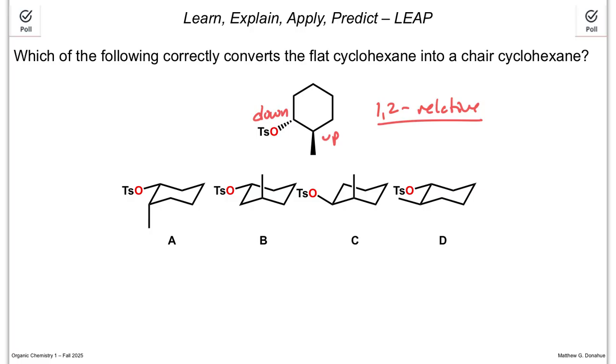So what do you think? D is the correct choice. B is wrong because that's showing a 1, 3. A is wrong because that's down and down. C is wrong because that's up and up. So D is correct because it's 1, 2, and then it's down and up.